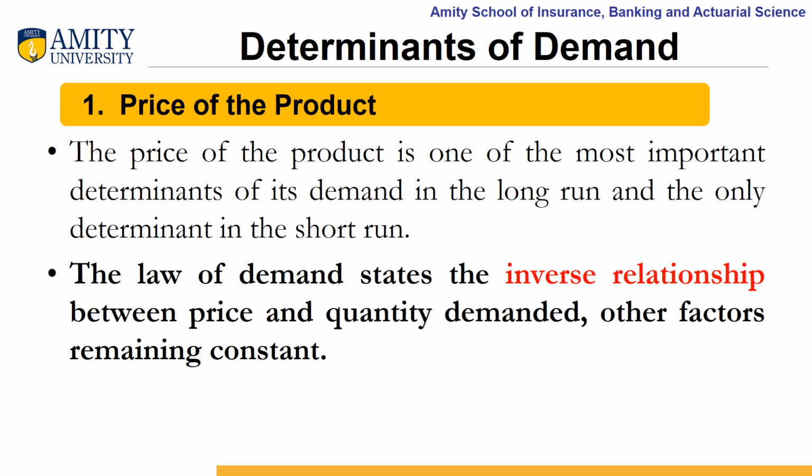The price of the product is one of the most important determinants of its demand in the long run and the only determinant in the short run. And we have already studied that the law of demand states the inverse relationship between price and quantity demanded, other factors remaining constant, which means if price of the product increases, quantity demanded will come down. Similarly, if price of the product falls, the demand of the commodity will increase if other factors are constant.